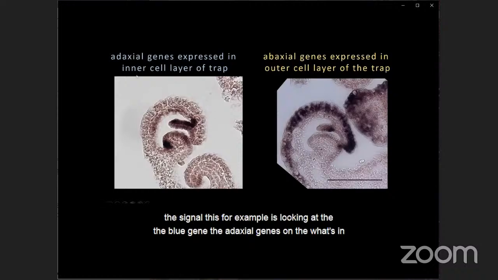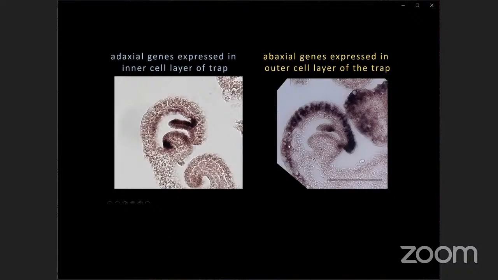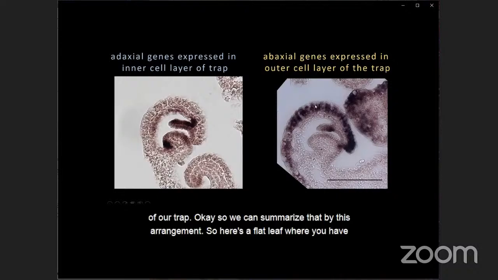So the signal, this for example is looking at the blue gene, the adaxial genes on the upper surface, upper region of the Arabidopsis leaf, and the signal is shown as this darker color. I hope you can see that the blue gene, as it were, is expressed preferentially on the inside of our trap, on the inner surface, whereas the brown gene, the abaxial genes that are normally on the bottom of the flat leaf, are expressed on the outside layers of our trap.